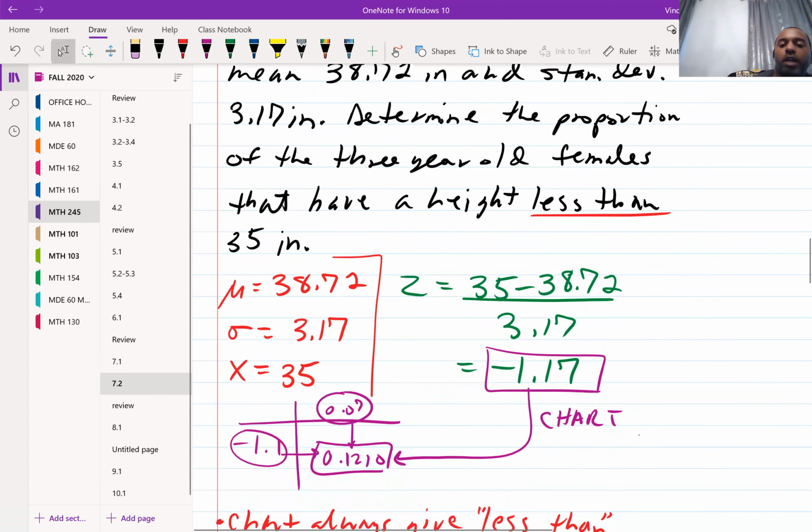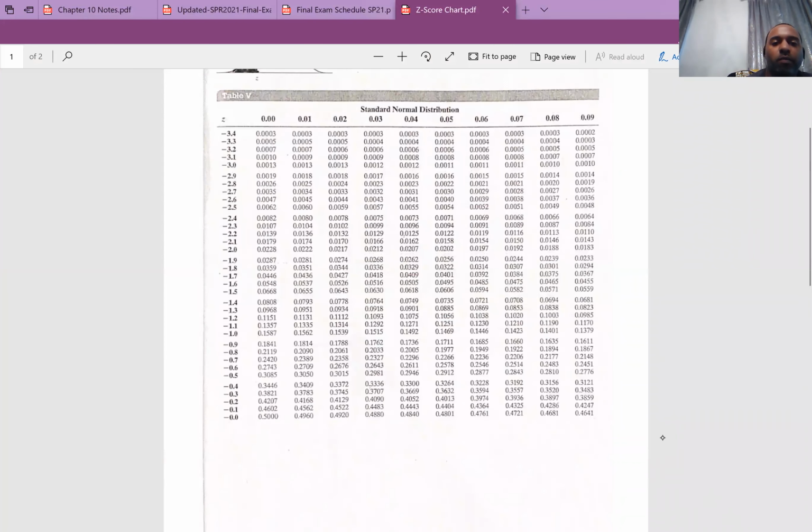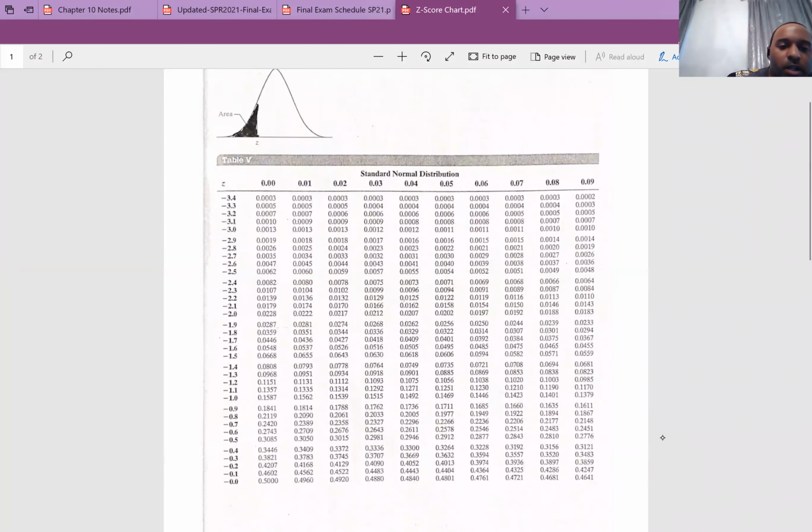All right, so then we go to the chart. That's negative 1.17. So just reemphasizing how this chart is going to work for us, negative 1.17. Go to the negative part. Negative 1.1 is right here. The 0.07 is right here. So we follow that all the way down. And that gives us 0.1210.